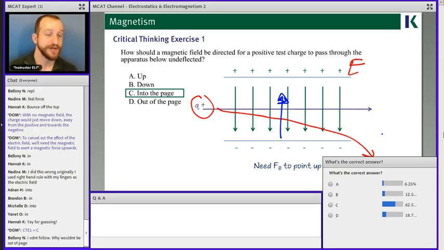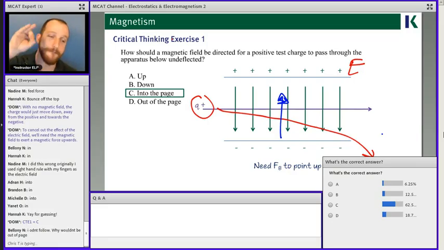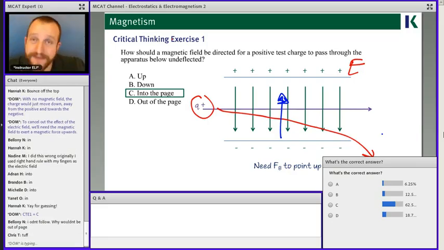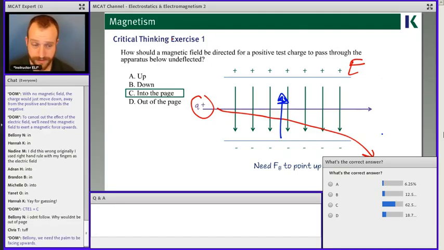Now again, remember, fingers are magnetic field, thumb is I, positive charge current flow, and then palm is push. Now to Bellany's question, let's try it to prove why it doesn't work. Take your thumb, point it directly to the right, okay? Now point your fingers out of your computer screen, so facing back towards you.